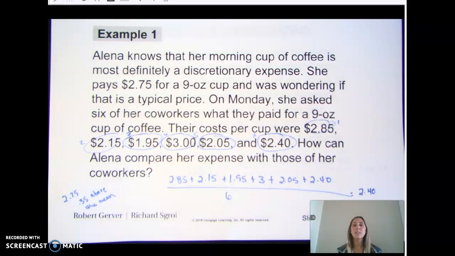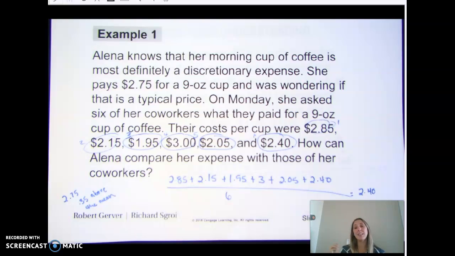All right, so Alina knows that her morning cup of coffee is most definitely a discretionary expense. So we talked about discretionary meaning a want, right? I get my coffee from home. She pays $2.75 for a 9-ounce cup. I don't even know where you can get a 9-ounce cup. So anyway, I was wondering what the typical price is. So she asked her coworkers what they paid for their 9-ounce cup of coffee, and their costs were what I just told you to write down.